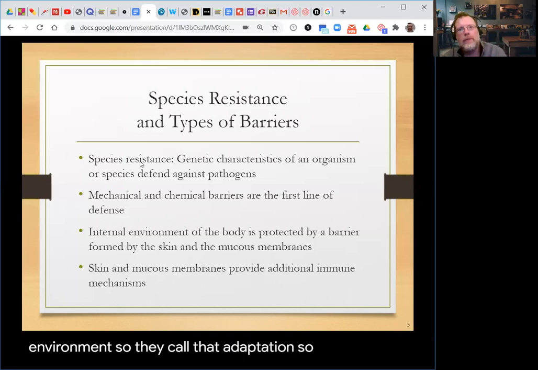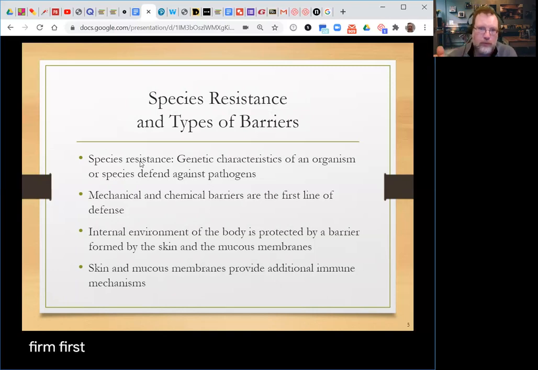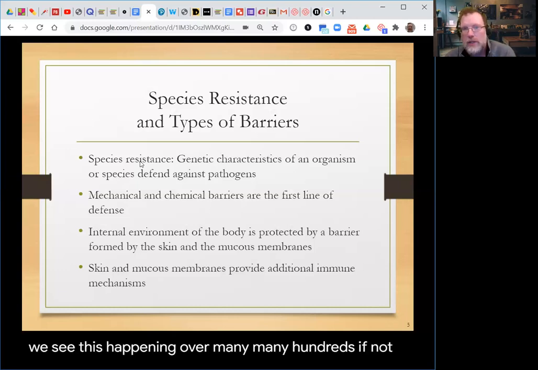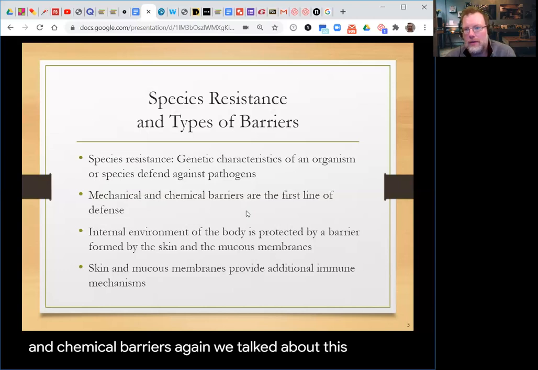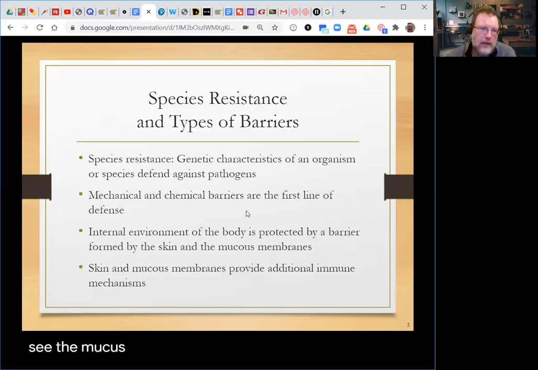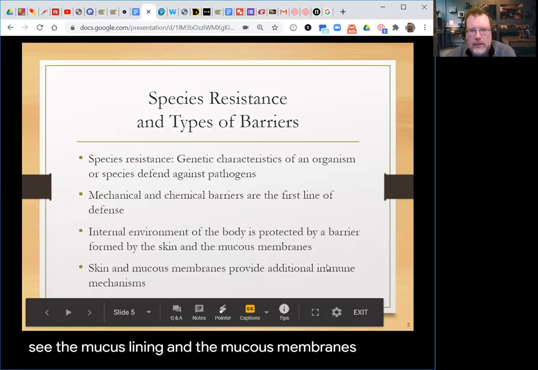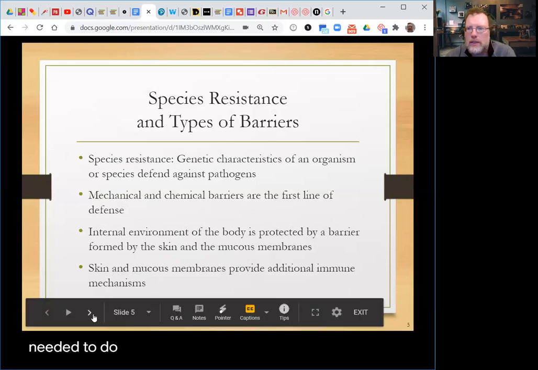For most of us, or for most species, we see this happening over many hundreds, if not thousands of years. If not millions. But anyway, that's species resistance, and then mechanical and chemical barriers. Again, we talk about the skin. We see the mucus lining and the mucous membranes.